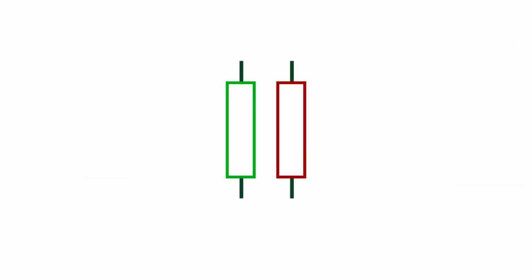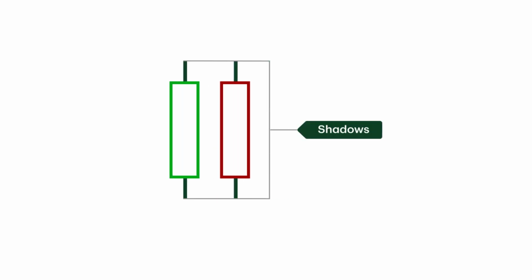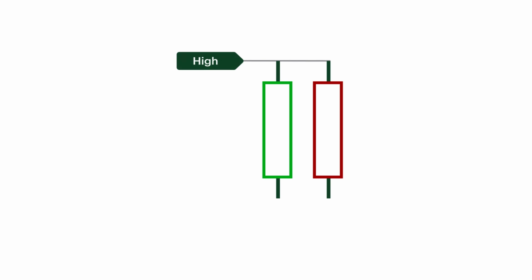close. Two vertical lines at the top and the bottom of the real body represent the day's high and low prices. These lines are called shadows. The tip of the upper shadow tells us the high price of the day, and the tip of the lower shadow tells us the low.